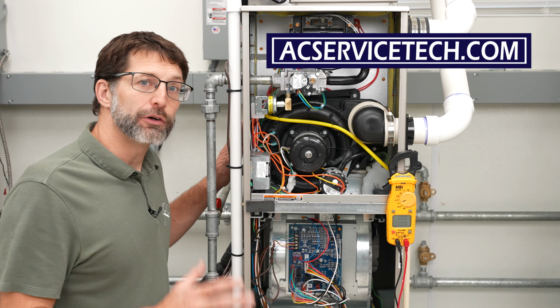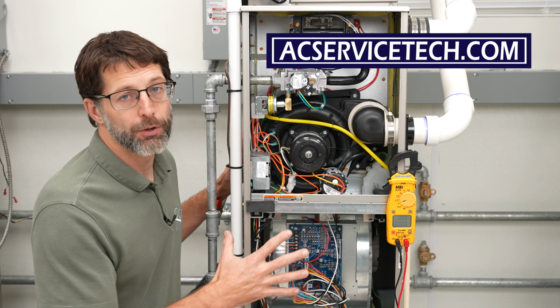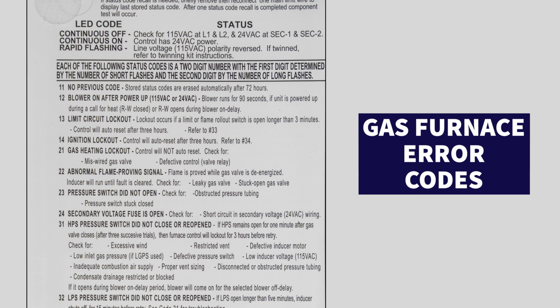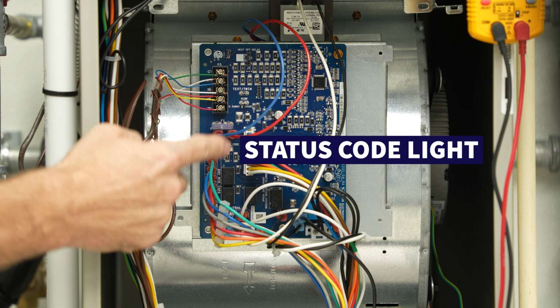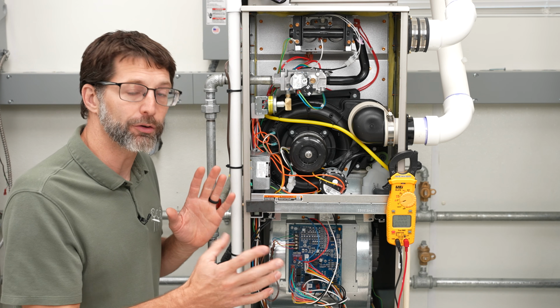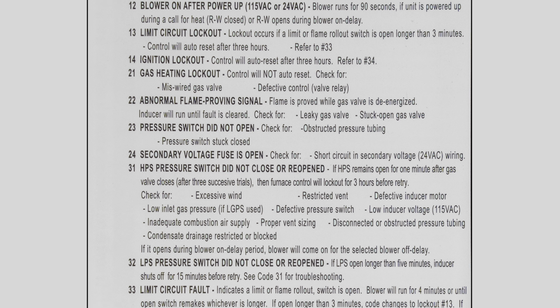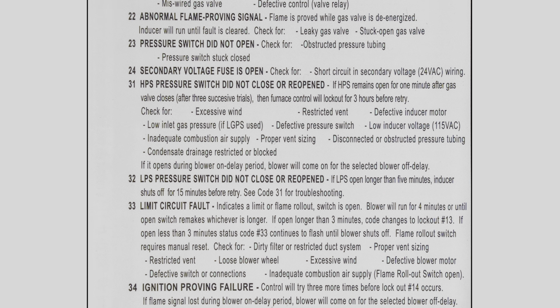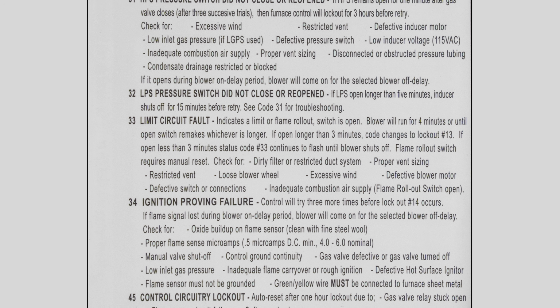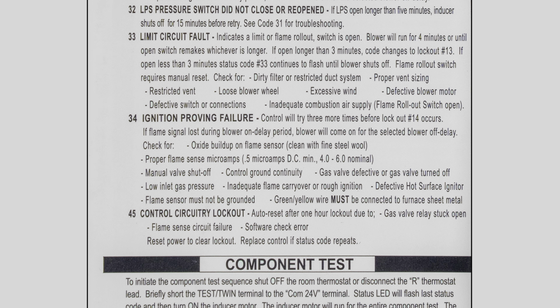This is Craig Migliaccio from acservicetech, and today we're going over gas furnace error codes. So we're going over the status code light on a gas furnace and what that means on Carrier, Bryant, and Payne furnaces. You can use this information basically on any gas furnace because the sequence of operation of a furnace is very similar regardless of the manufacturer.